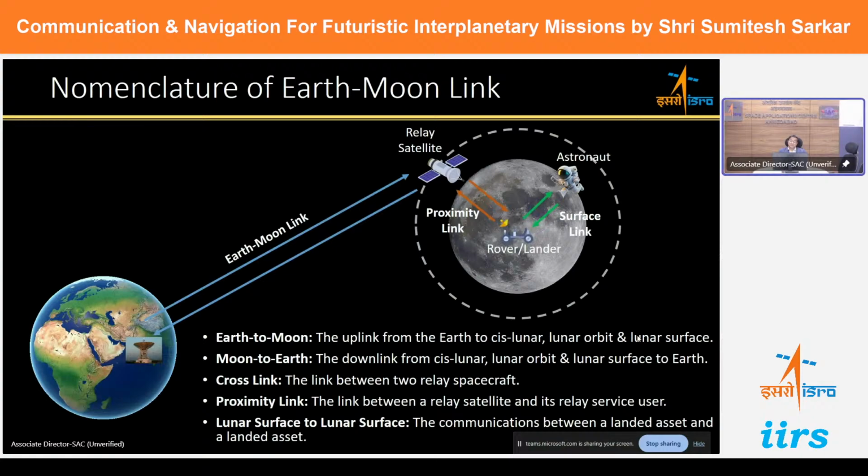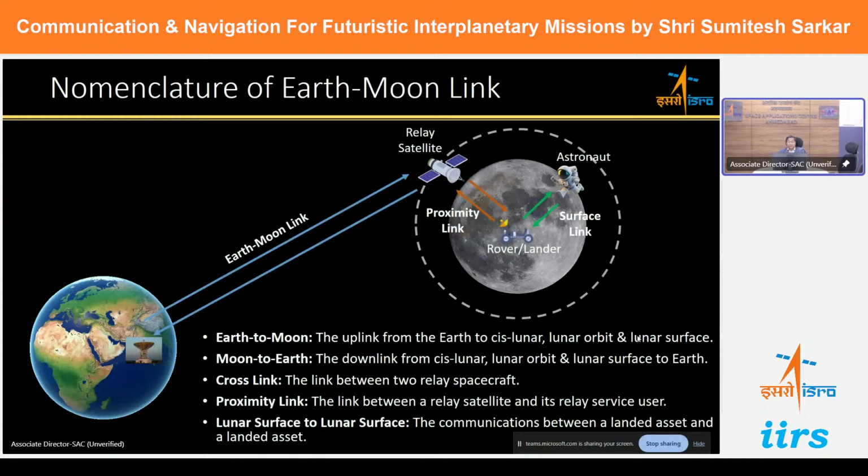And in some cases, even the lander can have a very weak link with space directly. But that will be a very, very weak link. It is very probable that that link will not work. So it is better to get connected with the relay satellite, and the relay satellite will connect with the Earth. So that is the usual link.